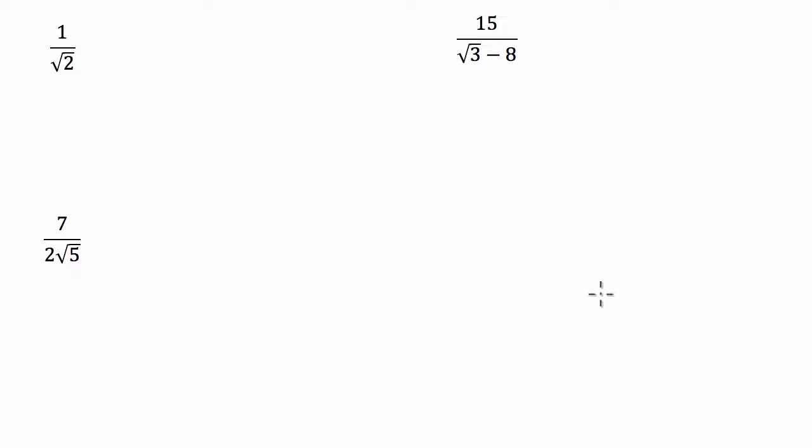An irrational number is a number that cannot be expressed in the form a over b, so it cannot be expressed as an integer over another integer. Common irrational numbers are things like pi, e, and the square roots of particular numbers, like the square root of 2. These cannot be expressed in the form a over b.